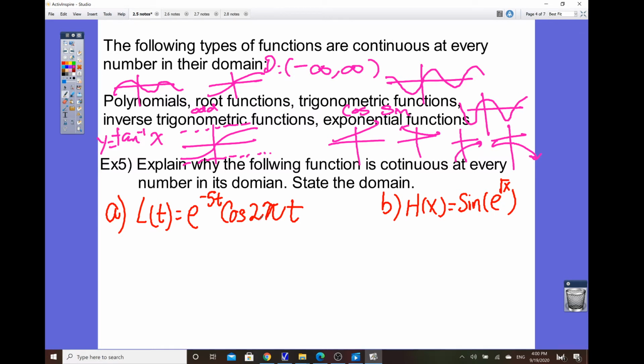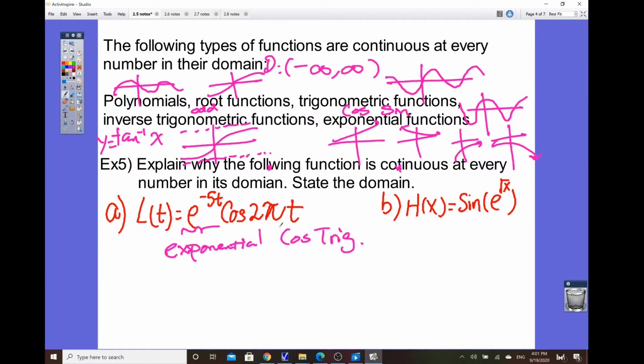And then for example 5, explain why the following function is continuous at every number in its domain. State the domain. As you can see, this one's a combination, a product of an exponential function and the cosine trigonometric function.